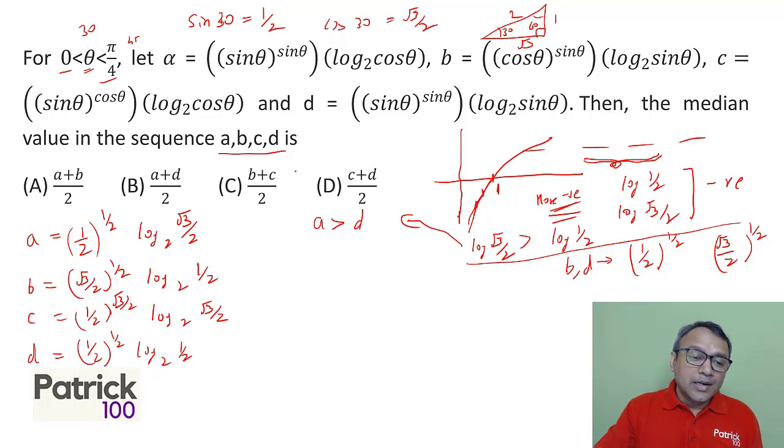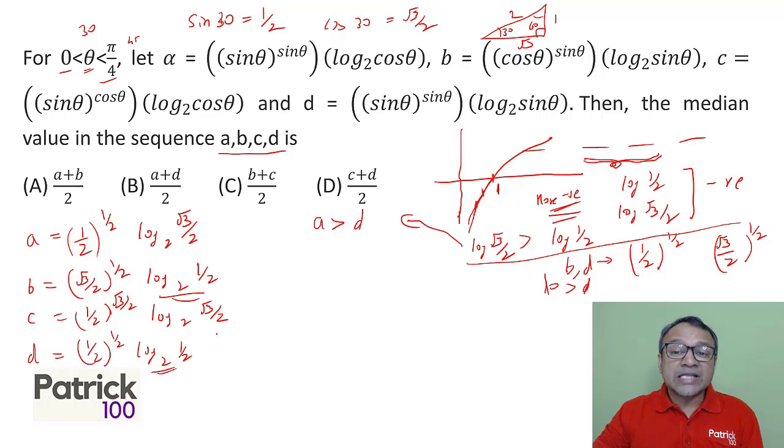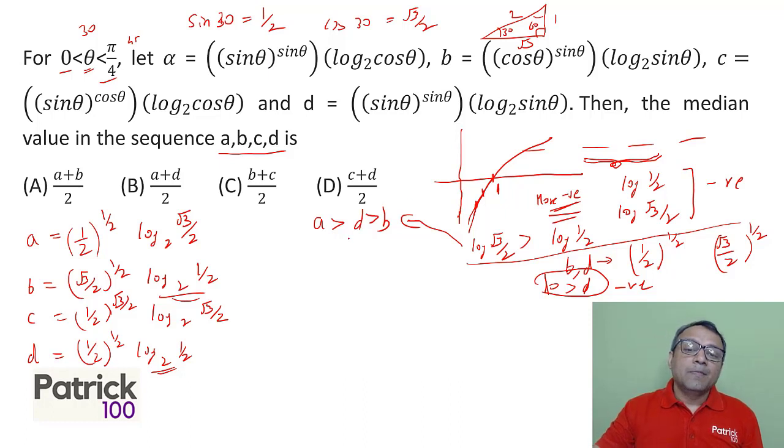than D. So I'll get B bigger than D in terms of value. But remember, they both are negative because log 2 raised to half and log 2 raised to half is negative. So technically D will become more than B, because both are negative. If they were positive, B would have been bigger than D. But since they are negative, D will be bigger than B.